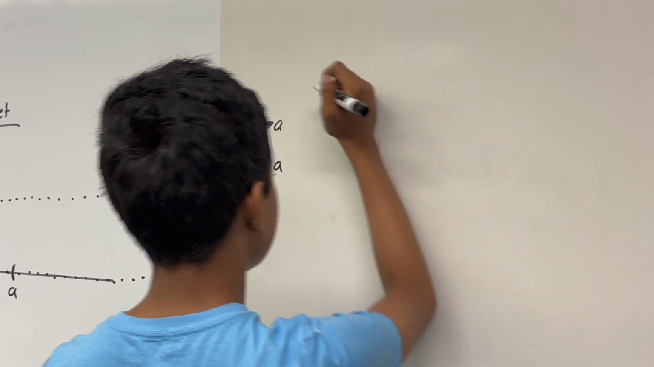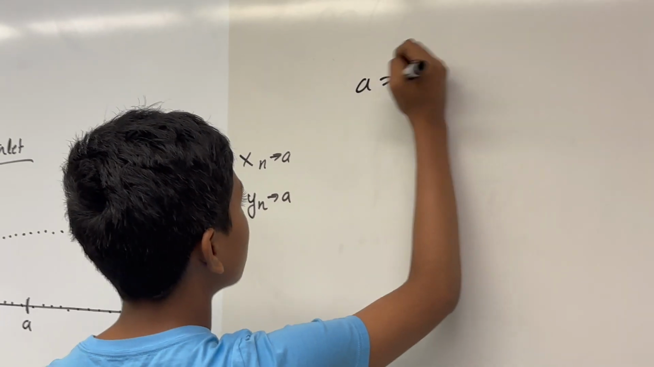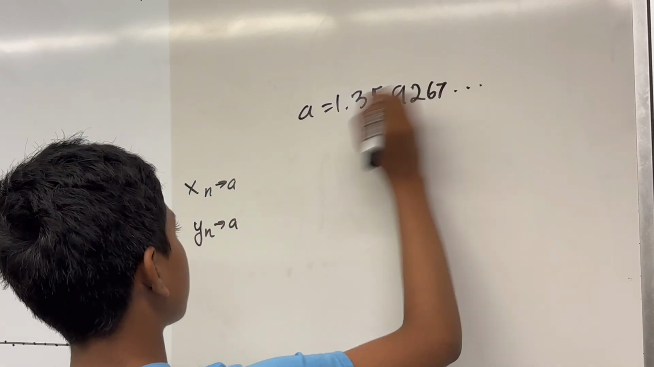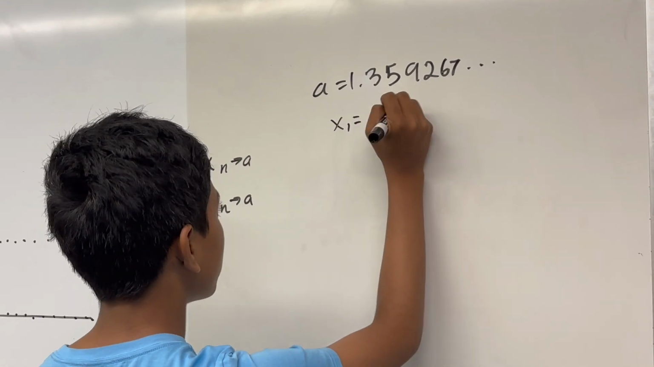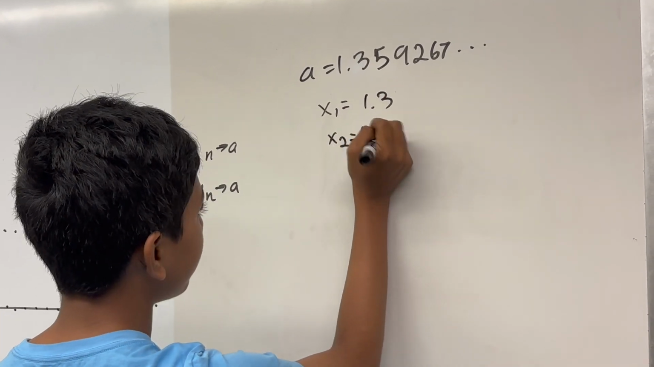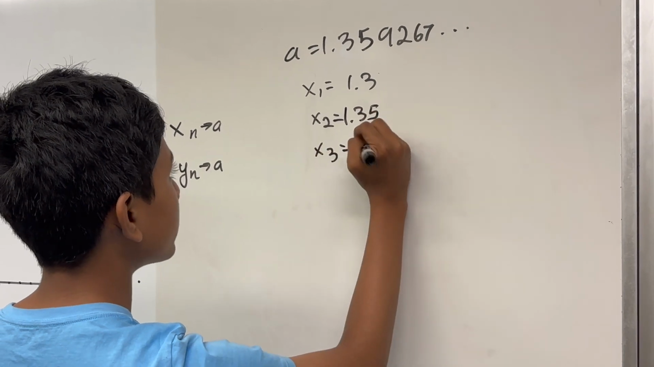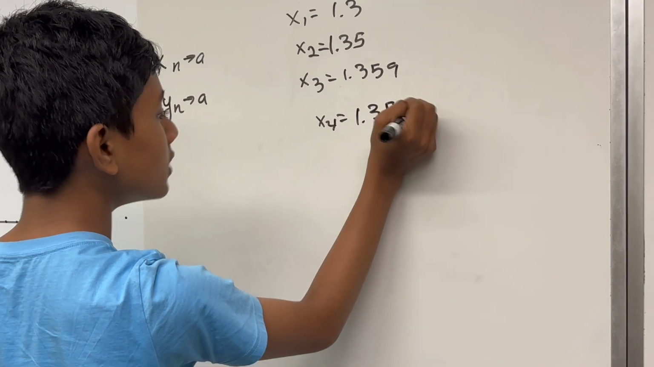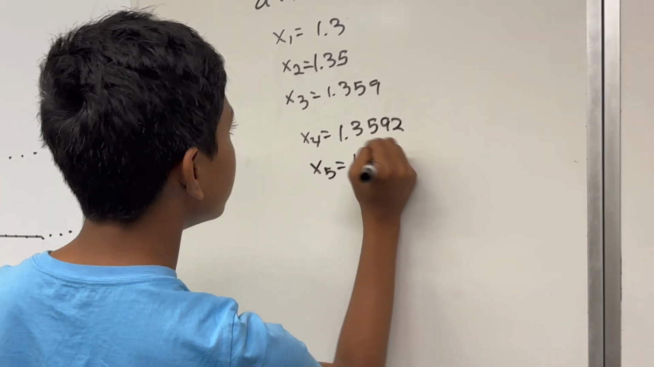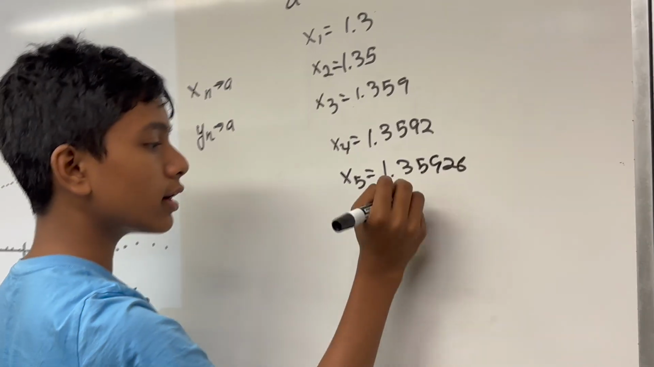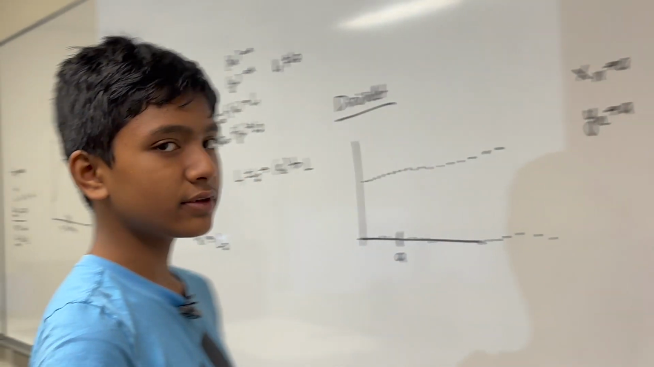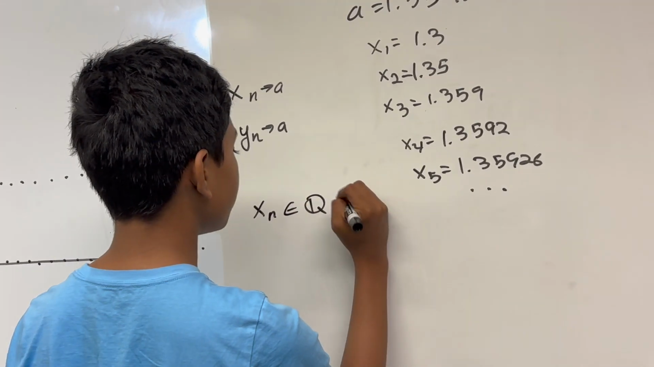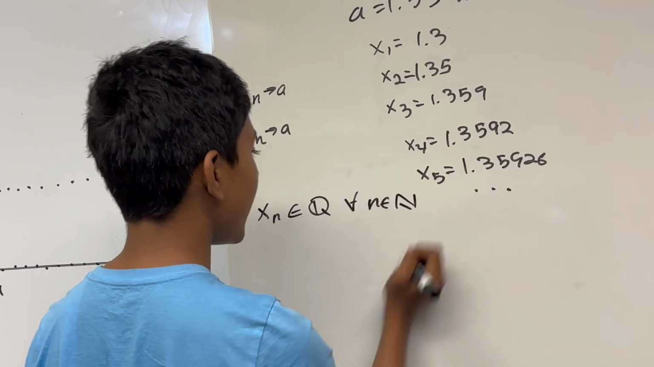So xn is, for example, if A is 1.359267..., then x1 is equal to 1.3, x2 is equal to 1.35, x3 is equal to 1.359, x4 is going to be 1.3592, x5 is going to be 1.35926, so on and so forth. So hopefully it's pretty easy to see that xn is rational for all natural n.